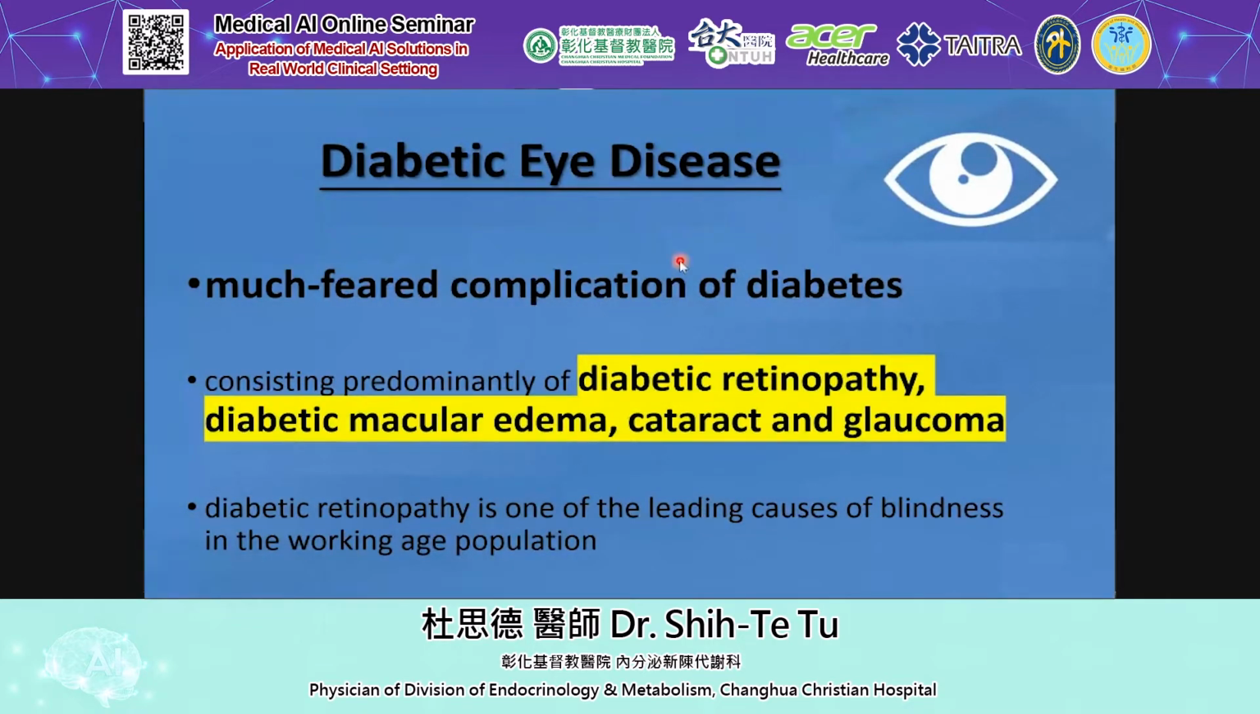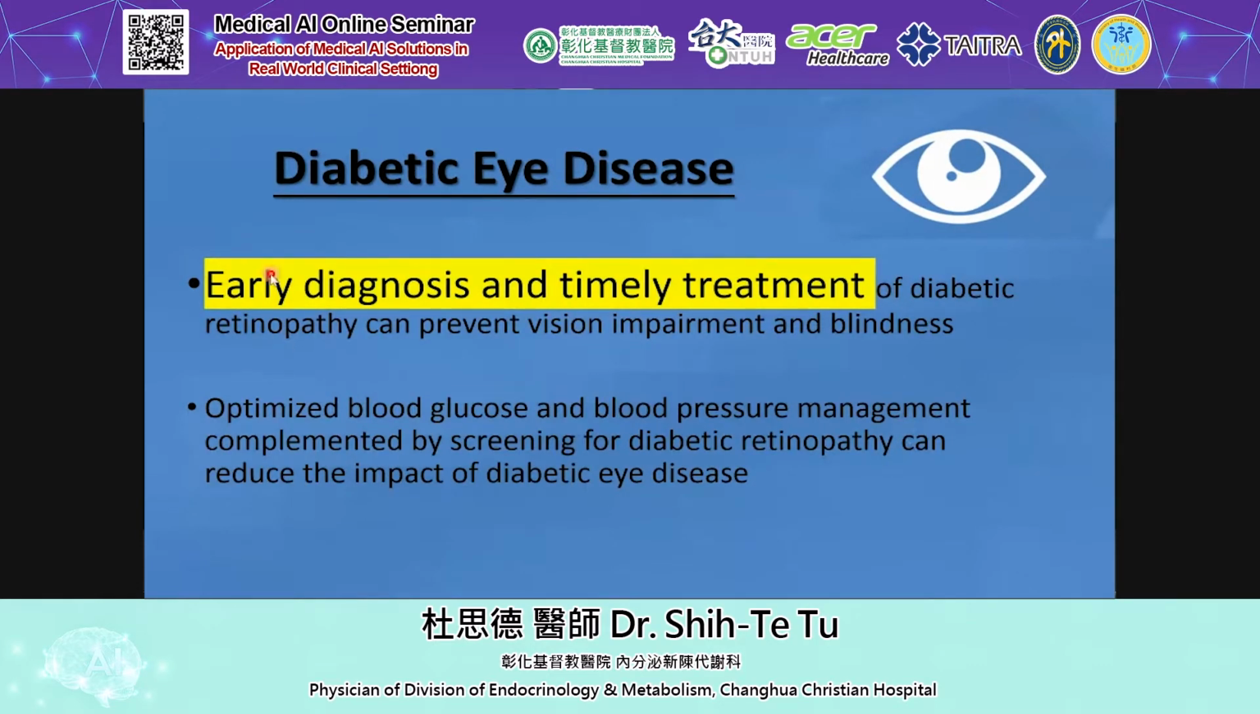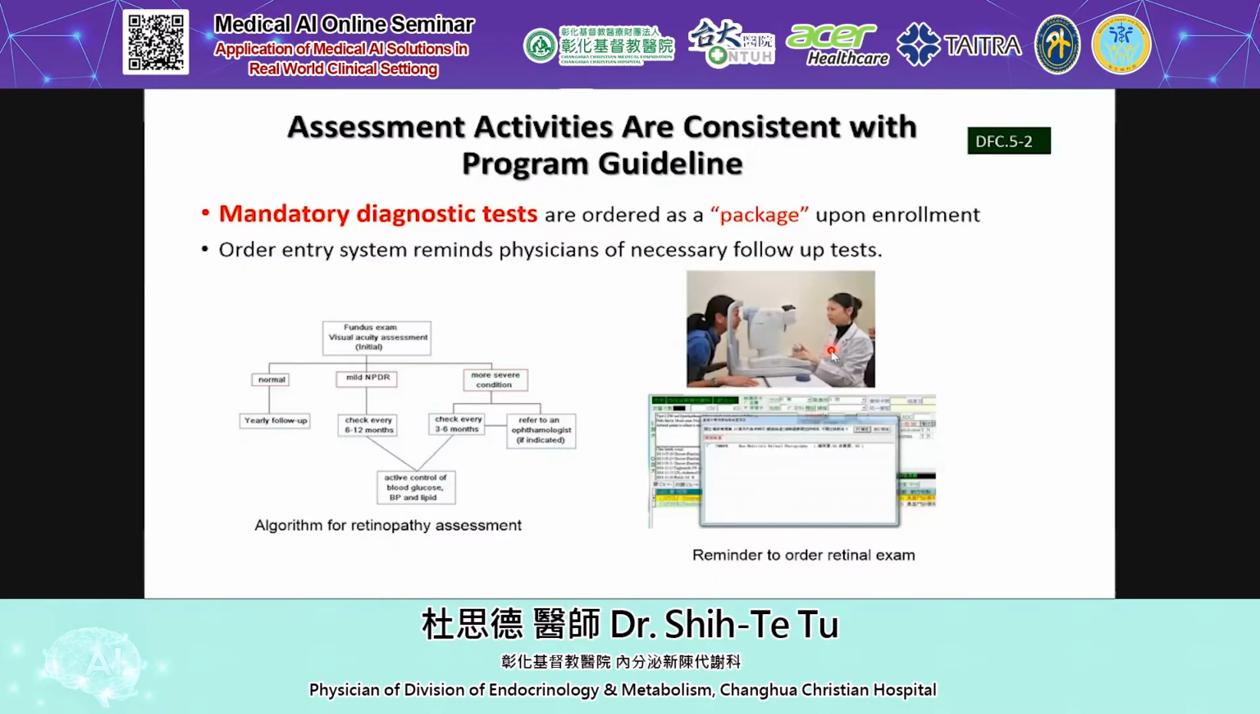As we know from the speech of Professor Hsieh, diabetic eye disease is a much-feared complication of diabetes, consisting predominantly of diabetic retinopathy, diabetic macular edema, cataract, and glaucoma. And if we can make an early diagnosis and give timely treatment, then we can prevent the patient's vision impairment and blindness. So it is very important for our diabetes management. So at Changhua Christian Hospital, according to the program guideline, we have a lot of mandatory diagnostic tests for each DM patient.